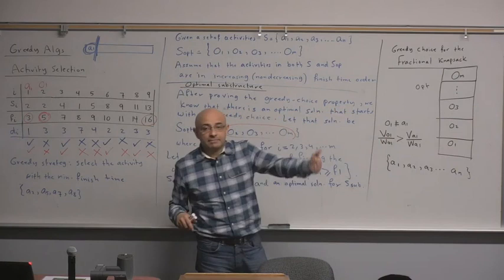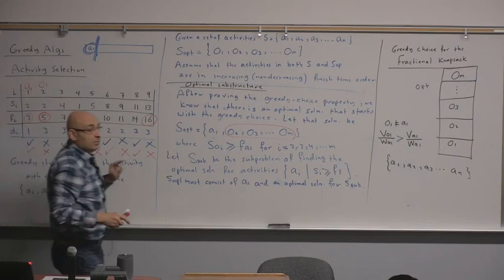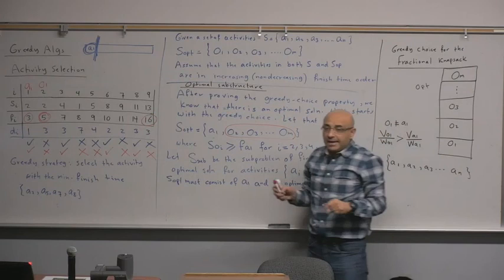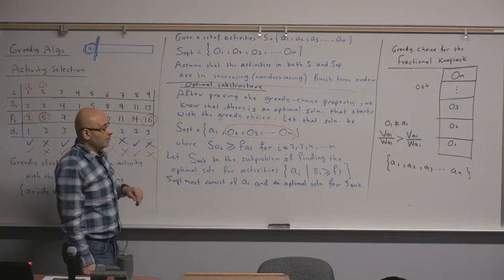Here with the activity selection problem, we could start with an activity that doesn't finish first, and still we could find an optimal solution. So for the activity selection, you can start with an item that is not the greedy choice and still find an optimal solution. But in the fractional knapsack, you must start with the greedy choice. Otherwise, you will not get an optimal solution, and the proof is easy.